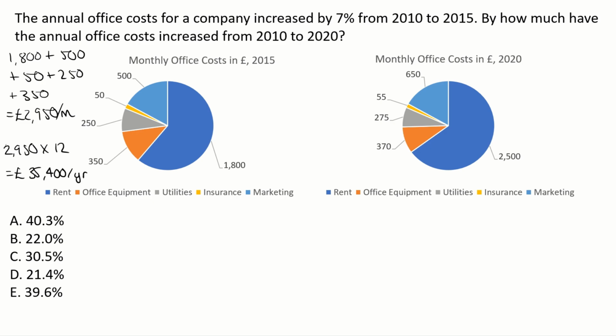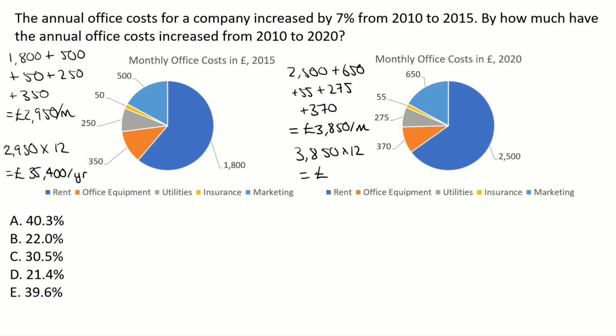Okay, let's do the same for the 2020. So we're going to add these up, 2,500 plus 650 plus 55 plus 275 plus 370, which gives us a value of £3,850 per month. And then to get the annual cost, we multiply this by 12. So 3,850 times 12 gives us a value of 46,200 per year.